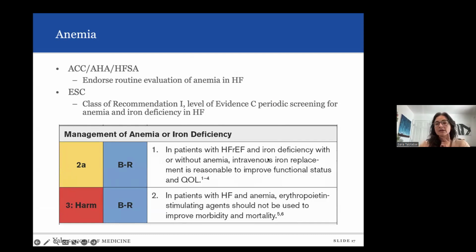There's been a lot of history in the literature of looking at oral iron repletion, and the data is not supportive that oral iron has the same benefit. So it really should be IV iron replacement. There has also been data that erythropoietin stimulating agents should not be used in heart failure and that they can actually cause harm. So those are level 3 evidence, but IV iron is level 2A. The European Society of Cardiology also has a class of recommendation 1, level of evidence C, for periodic screening for anemia and iron deficiency in heart failure.